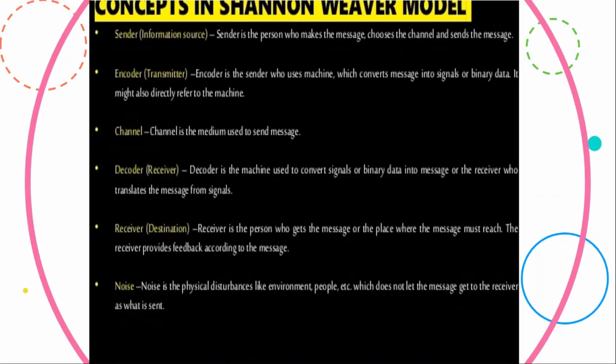Receiver or destination. The receiver is the person who gets the message or the place where the message must reach. The receiver provides feedback according to the message. And then lastly, the noise. Noise is the physical disturbances like environment, people, etc., that do not let the message get to the receiver as what was sent.